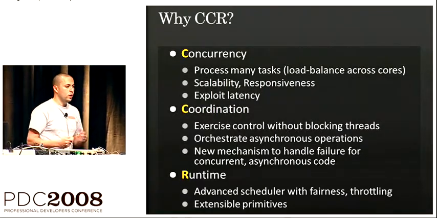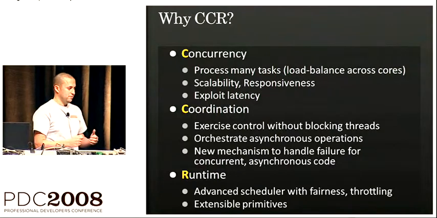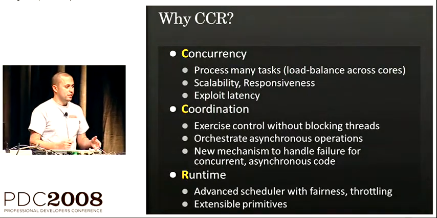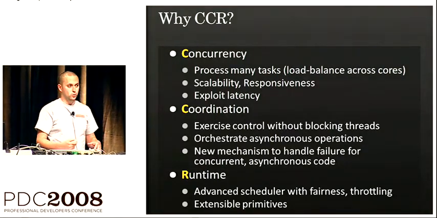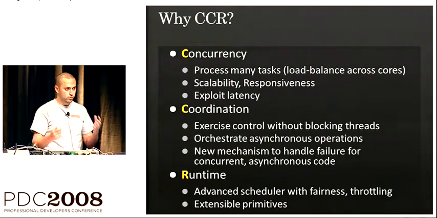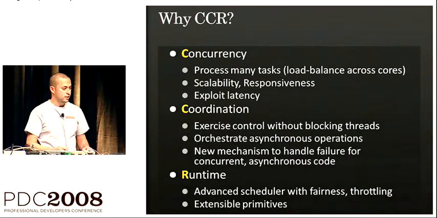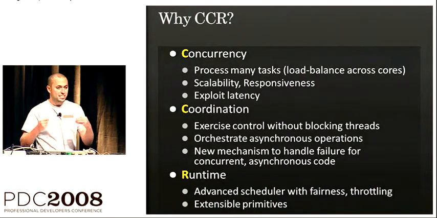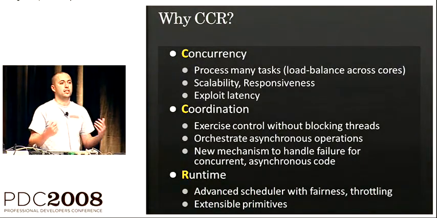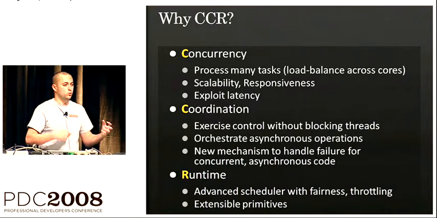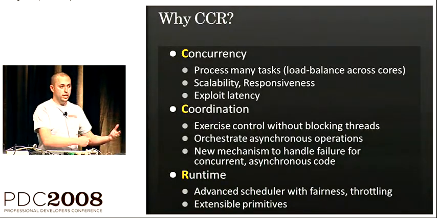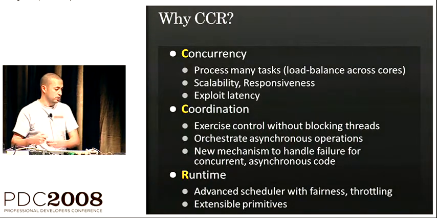So why CCR? Concurrency is good, because you can process a lot of things. We give you the ability, you don't have to rewrite your code. As you add cores, we will just use them. That, of course, gives you scalability. It gives you responsiveness. And because of our affinity towards asynchronous processing, you can now exploit latency. So you're not afraid anymore to do a lot of asynchronous operations. You can exploit that while you're waiting, but without blocking OS resources.